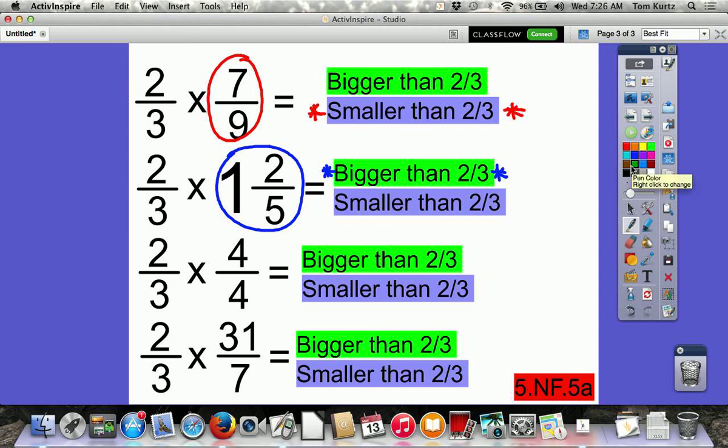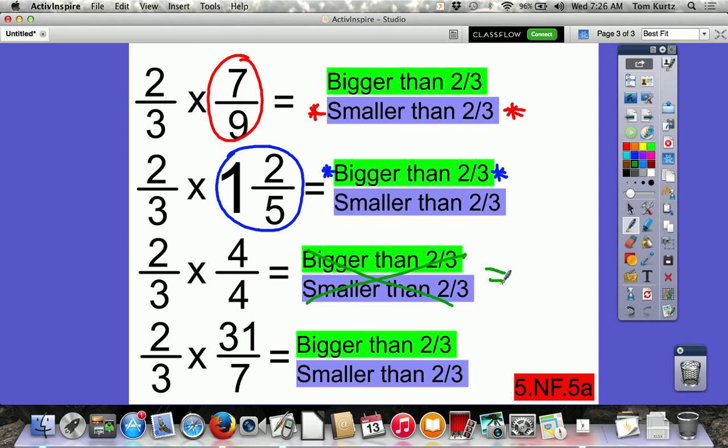Well, you should know that if you have a numerator and denominator the same, 2/2, 3/3, 4/4, that's the same as 1 whole. So if you multiply 2/3 times 1 whole, you're going to get 2/3. So none of these answers would work for this one. It would be equal.